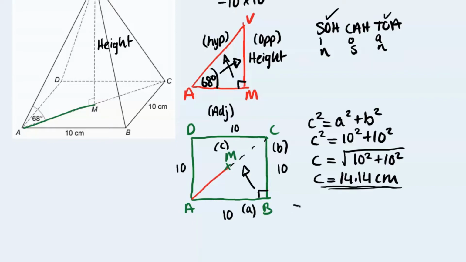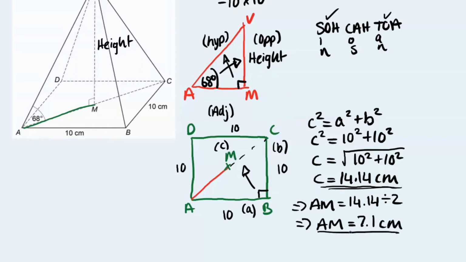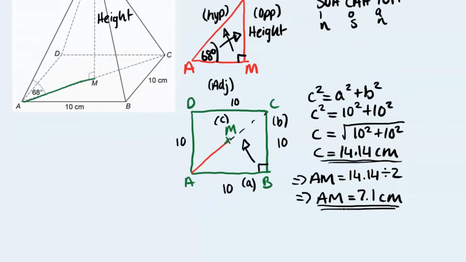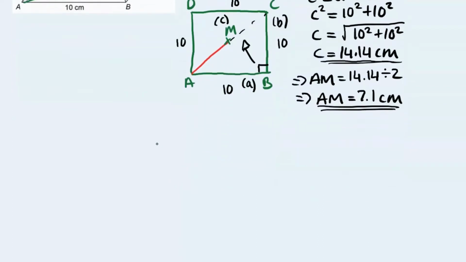Okay, now to find the distance from A to M, it's just going to be the distance from A to C divided by 2. 14.14 divided by 2. So the distance from A to M is 7.1 centimetres. Okay, so as you can see, that's where the extra bit of work is to find another side of this trig triangle. It's just a bit more steps involved, but what we can do is sub in the distance from A to M into that triangle.